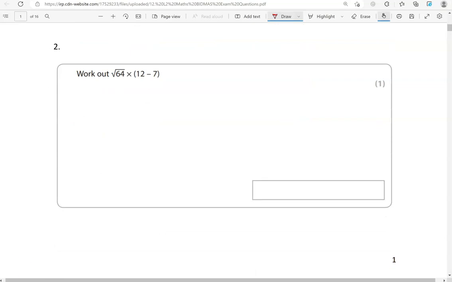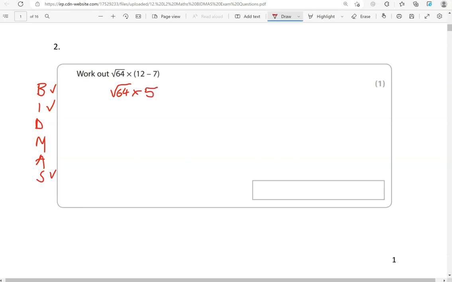Work out square root of 64 times 12 minus 7. So I'm going to write BIDMAS on the side. So we've got square root, which comes under indices, and we've got brackets and subtraction. So this tells us that we need to do brackets first, so I'm going to keep square root of 64 as it is, times 12 take away 7 gives me 5.